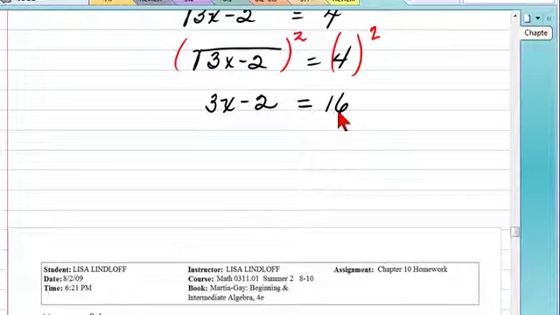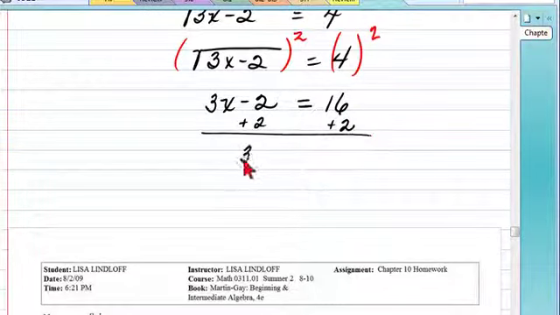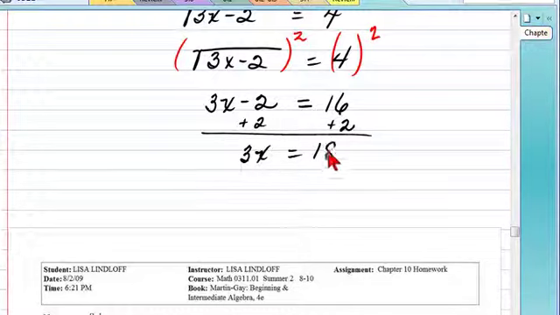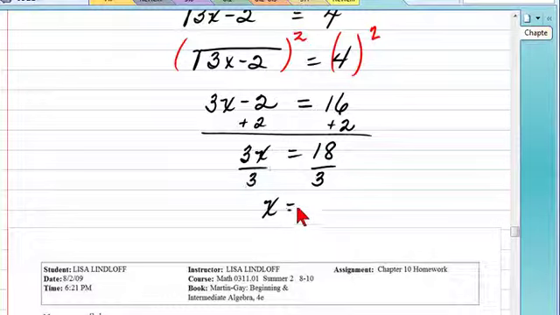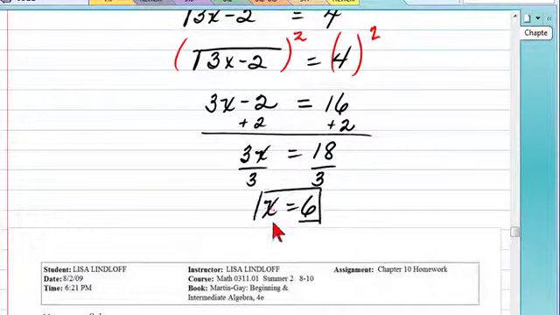At this point, you might have a quadratic equation, you might have a linear equation. This one is linear. I'm just going to add 2 to both sides. That gives me 3x is equal to 18. Divide by 3, x is 6. Now I'm going to need to check that.